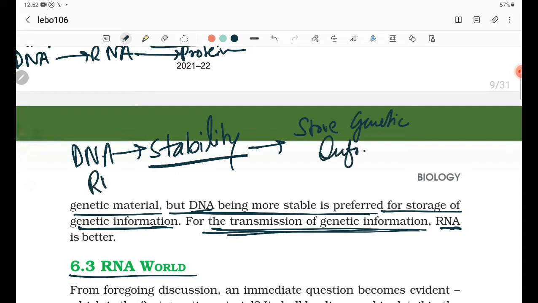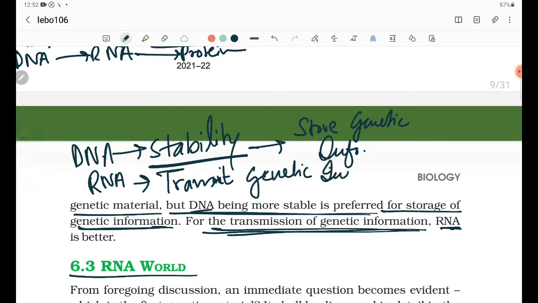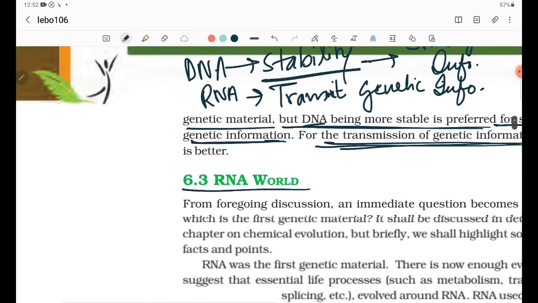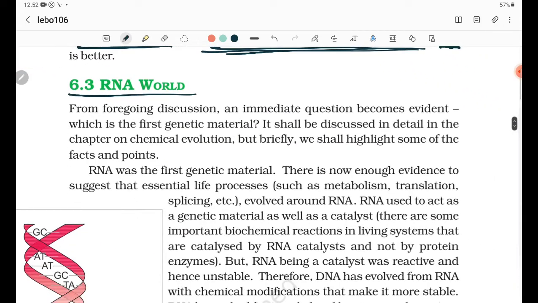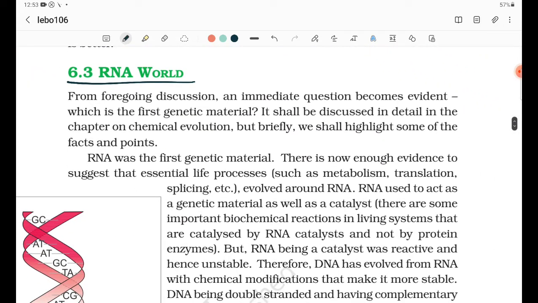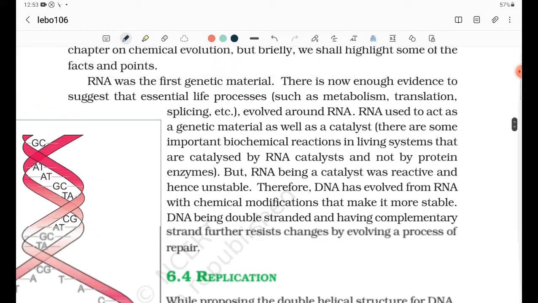And what is there for RNA? RNA can transmit genetic information. So both have different functions. Okay, now we are going to study the third part, that is the RNA world.